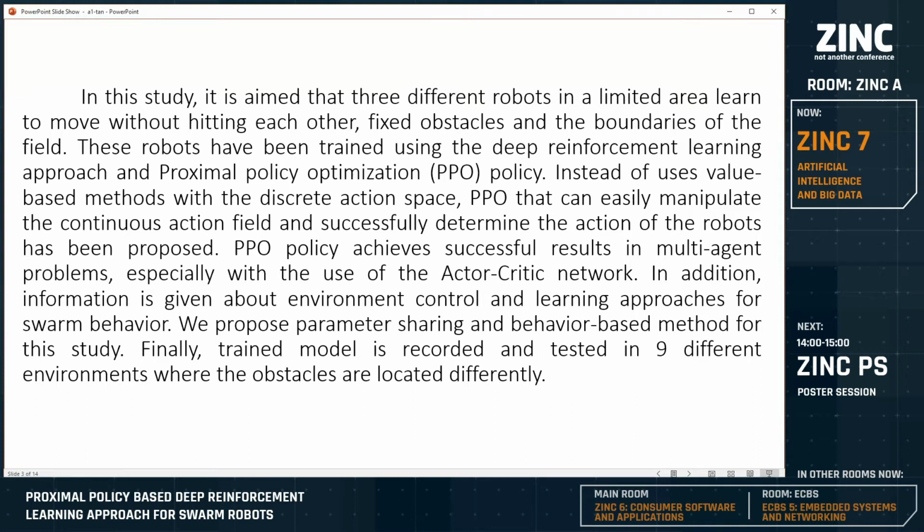PPO policy achieves successful results in multi-agent problems, especially with the use of the Actor-Critic network. In addition, information is given about environment control and learning approach for swarm behavior. We propose parameter sharing and behavior-based method for this study. Finally, the trained model is saved and tested in 9 different environments where the obstacles are located differently.